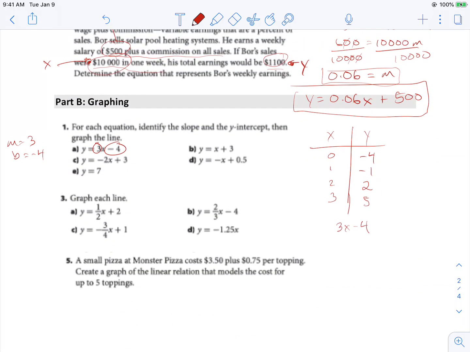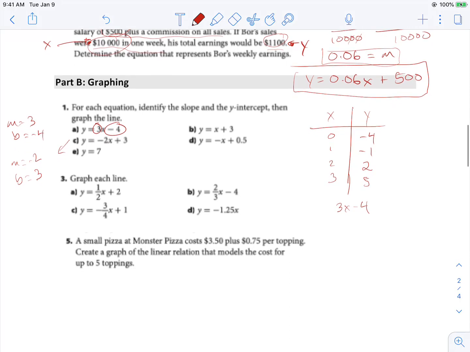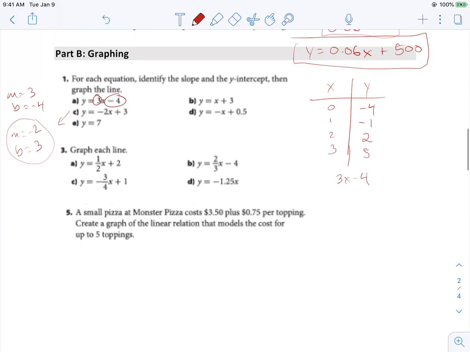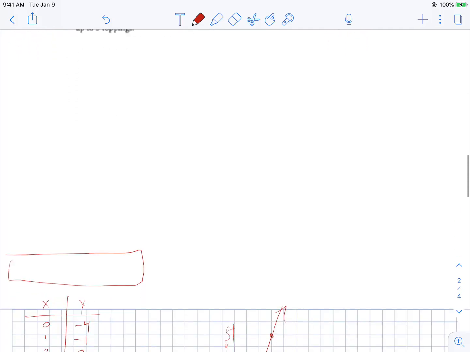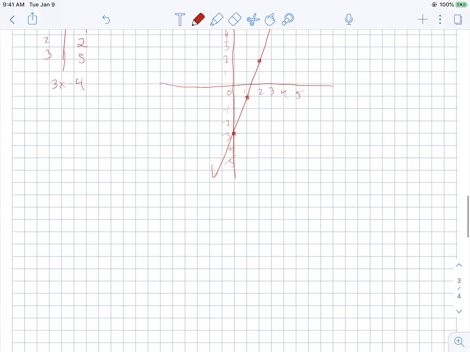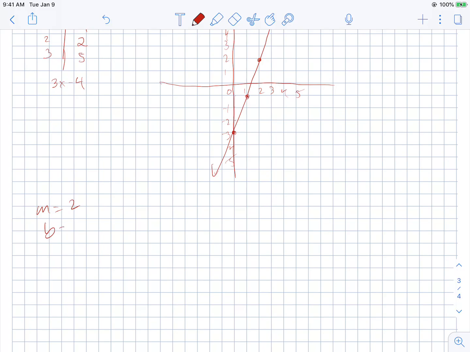The next one, so we need to figure out what's our slope and y-intercept. So for here, m equals 2 and b equals negative 3. So just knowing those two things, I don't need to make a table of values. I'll show you another way of doing this. I'm just going to write that down so I don't forget. M equals 2, b equals negative 3.